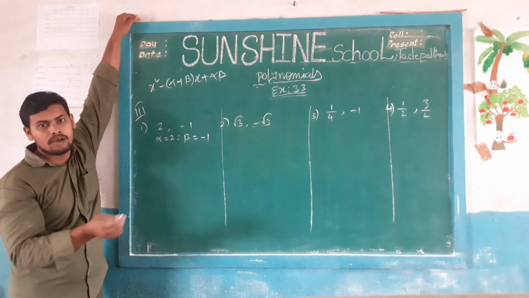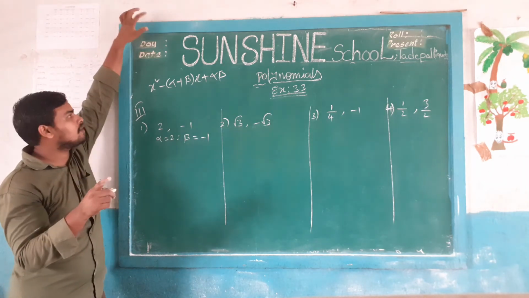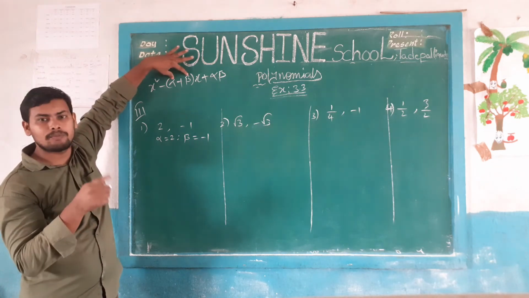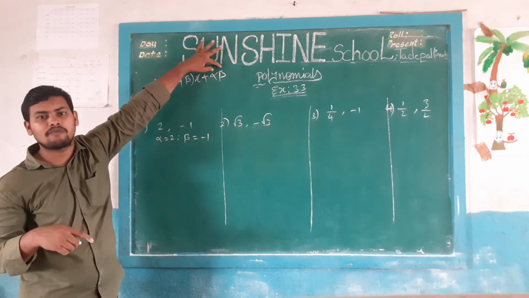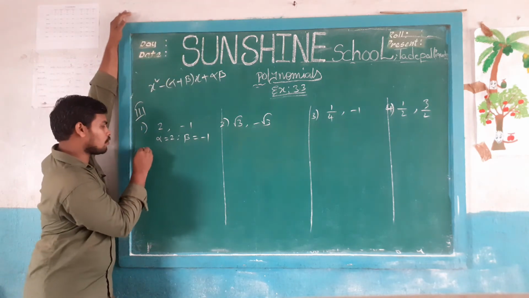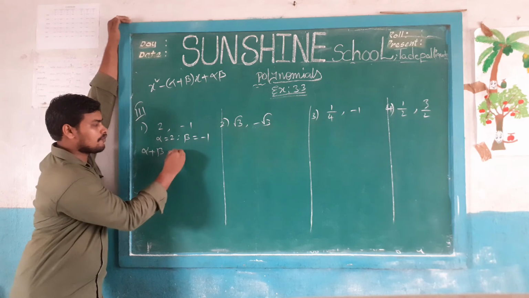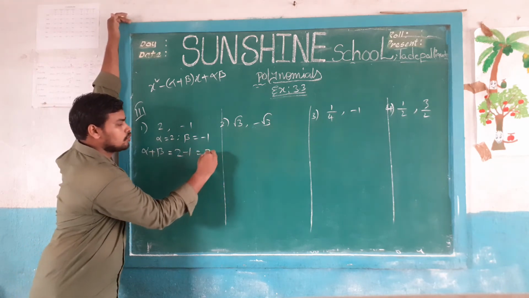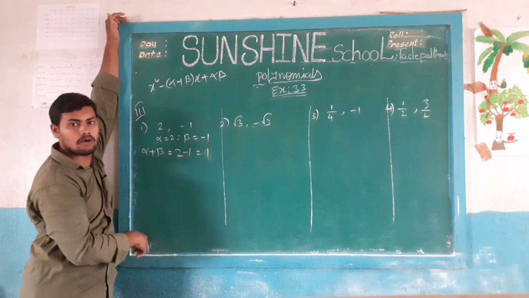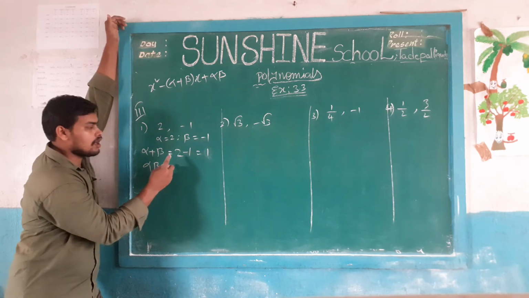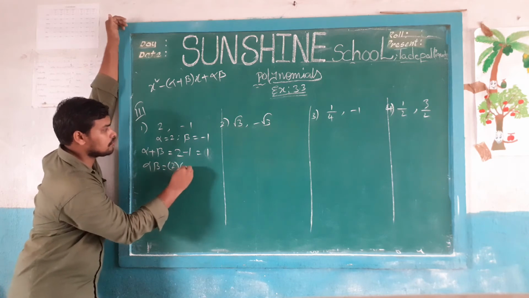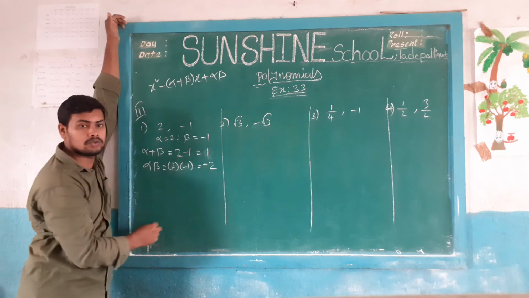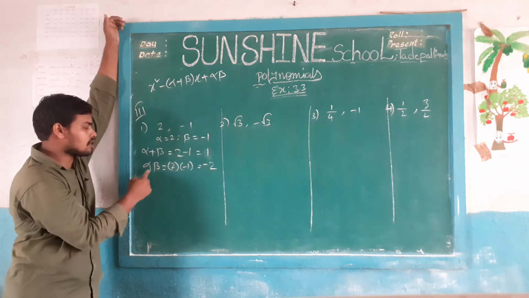Whenever we generate any quadratic polynomial, we have to calculate the sum of zeros, nothing but alpha plus beta, and the product of zeros, alpha into beta. So first we have to find alpha plus beta. Alpha value 2 and beta value minus 1. 2 minus 1 is 1. Alpha beta: alpha value 2, beta value minus 1, so minus 2 into 1, minus 2. Okay, alpha plus beta value is 1.